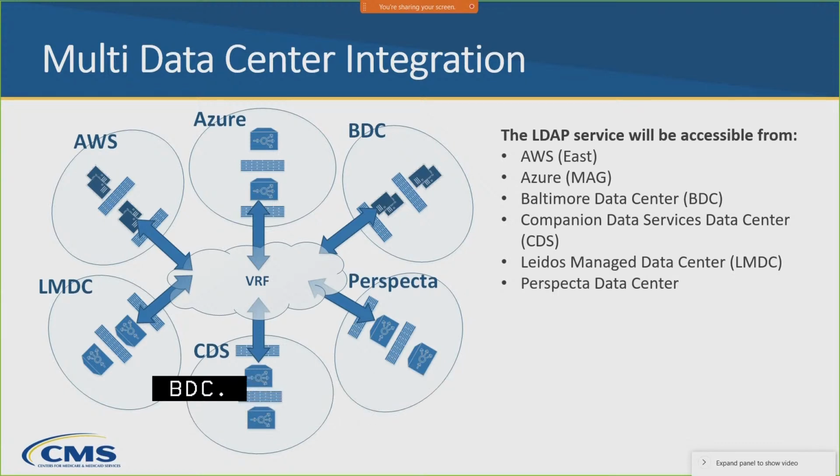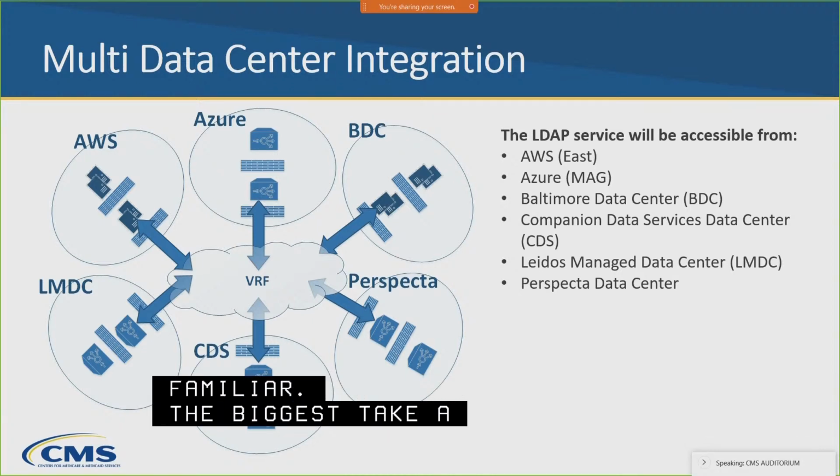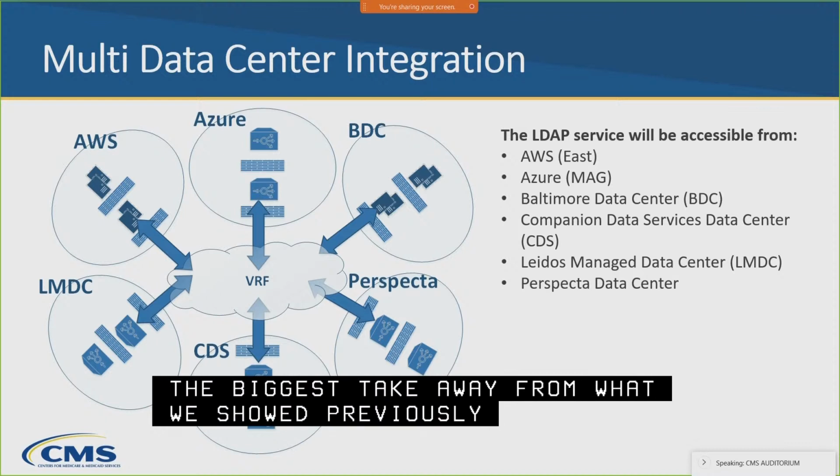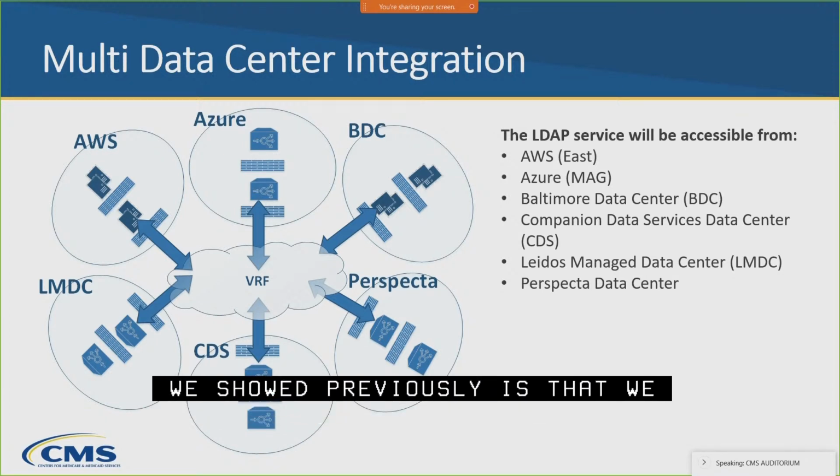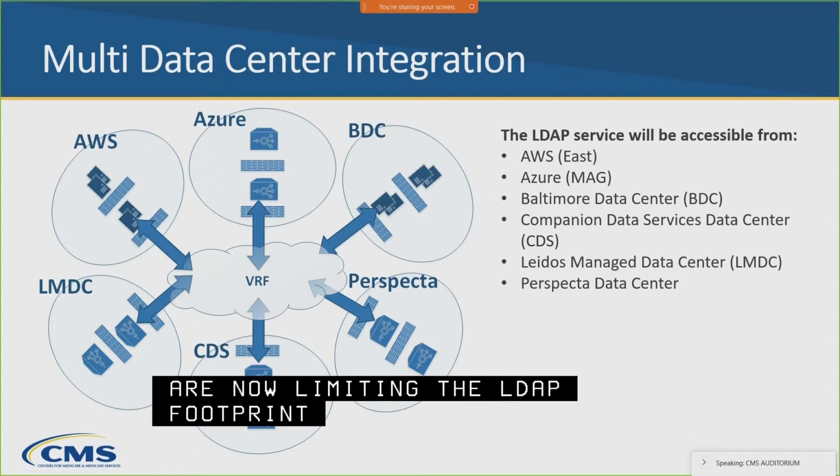This diagram looks a little bit familiar, but the biggest takeaway from what we showed previously with the existing LDAP architecture and the new is that we're now limiting the LDAP footprint to just the AWS and BDC environments for production. We won't have a full stack of the LDAP architecture at each VDC.